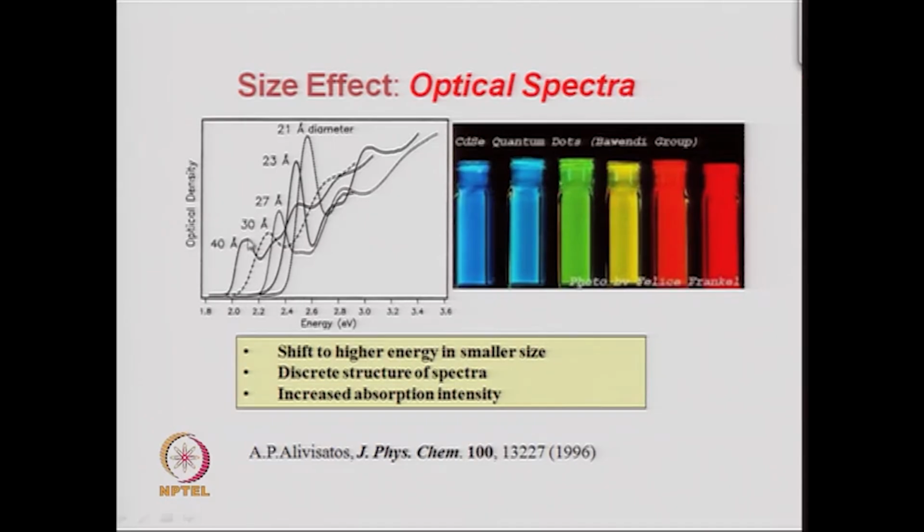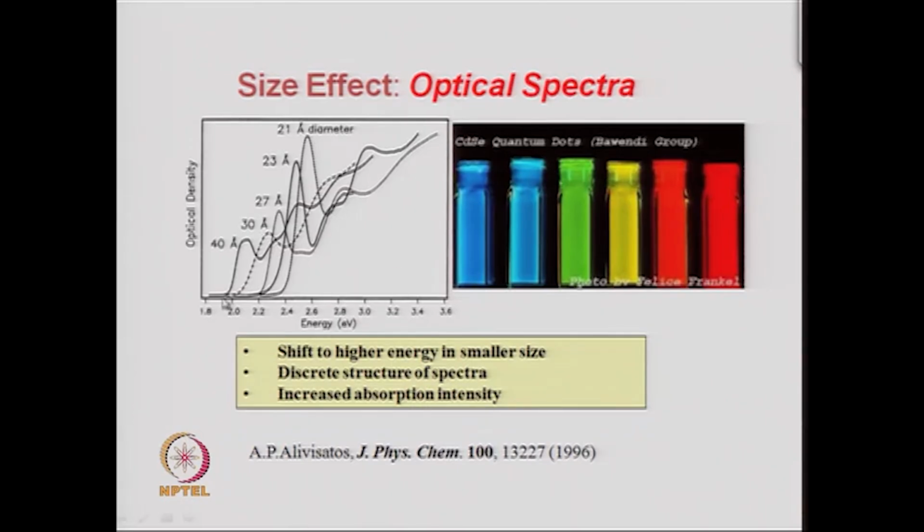So, a large particle will have a smaller band gap and will have a color which is towards the red if it absorbs, and this shifts to higher energy as the size of the particle becomes smaller. This is typical of size effects, quantum size effects, and also it shows you the discrete structure of the spectra.